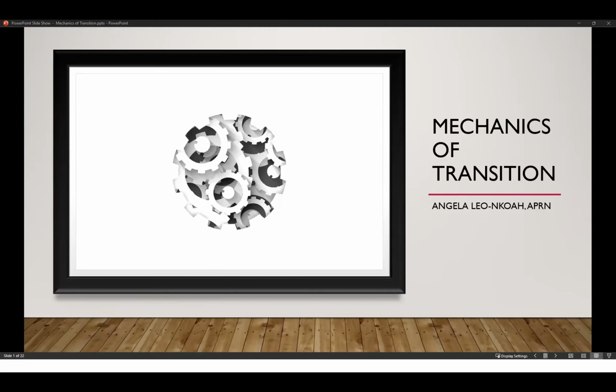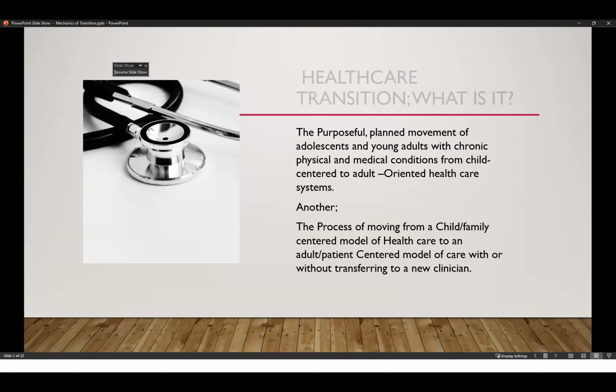All right. So for our first talk, we'll have Angela talk about mechanics of transition. So Angela, take it away. All right. Thank you, Dr. Fertrin, and thank you everyone for being here. So talking about mechanics of transition, what is that? So it's basically what goes into transitioning a patient from the pediatric setting to the adult healthcare system.